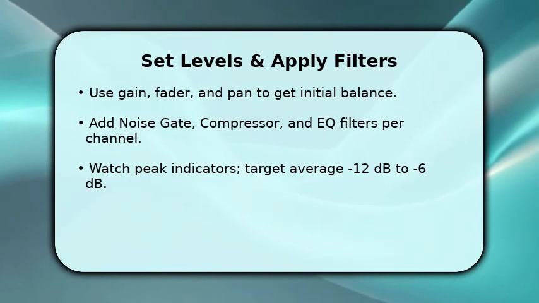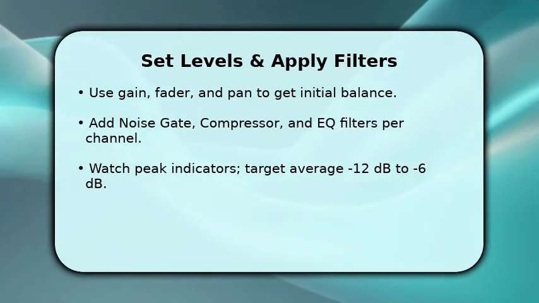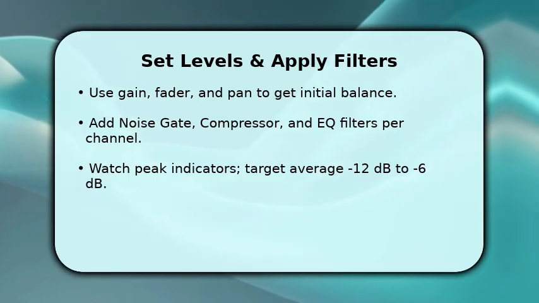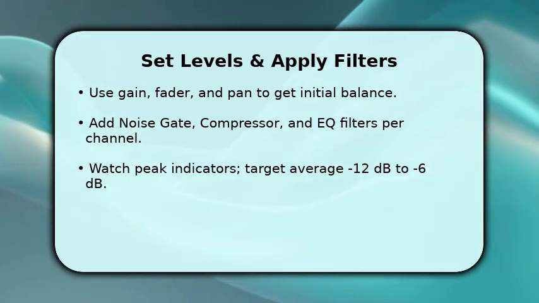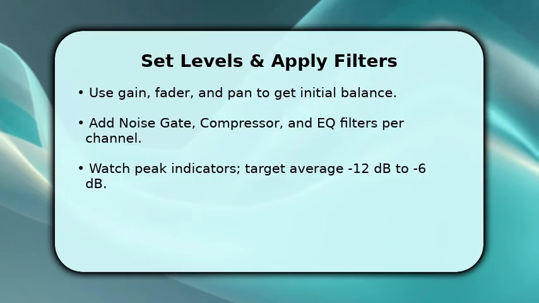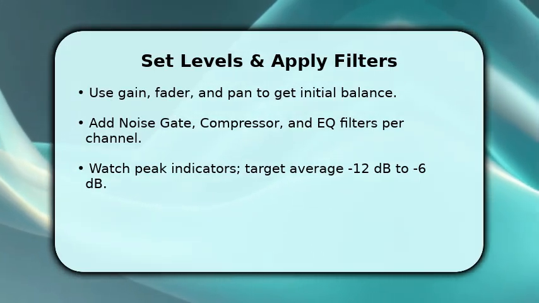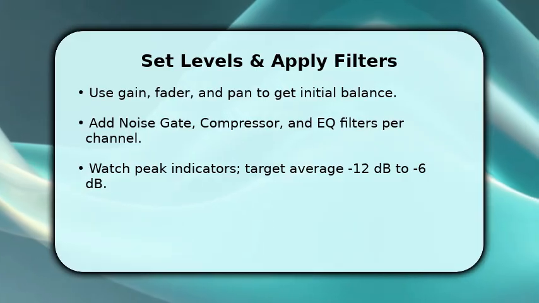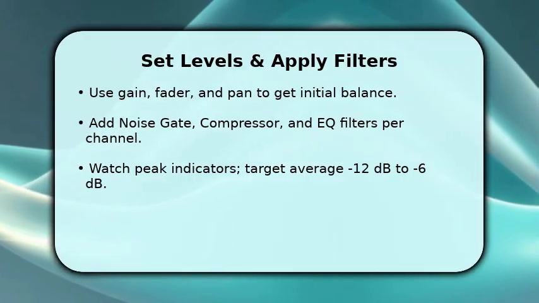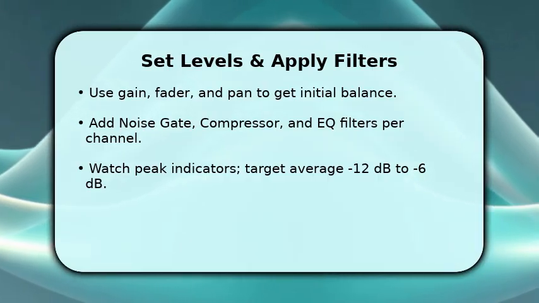Now you set levels and refine sound quality. Lower the fader for loud sources and raise gain for quiet ones. Pan where needed for multi-channel setups. Add a noise gate to cut background hiss, then a compressor to control dynamics so soft speech is audible and loud peaks are tamed. Use a parametric or graphic EQ to reduce muddiness or harsh frequencies. While adjusting, watch the peak meters and aim for an average between -12 and -6 dB.